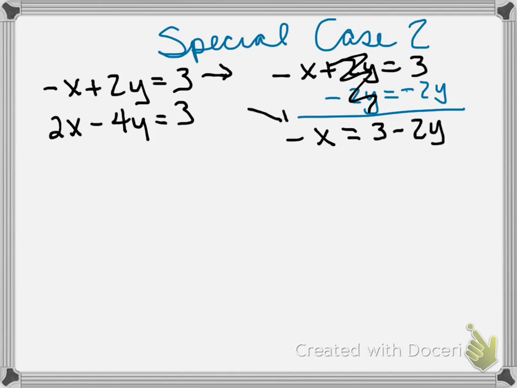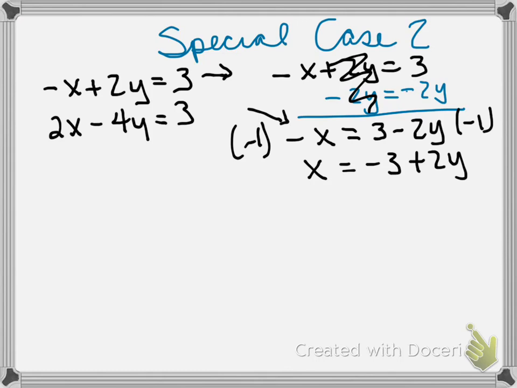Now I cannot have a negative variable, so I'm going to change everything. We're really just multiplying everything by -1, both sides by -1, or dividing actually by -1. So that really is what we're doing. And so it ends up being it just changes the signs to their opposite. That's what really happens. Okay? And so now that I have this, x equals -3 plus 2y.